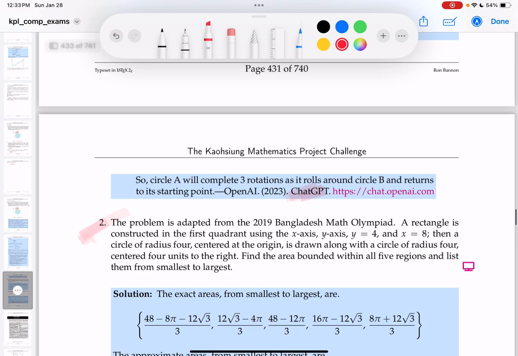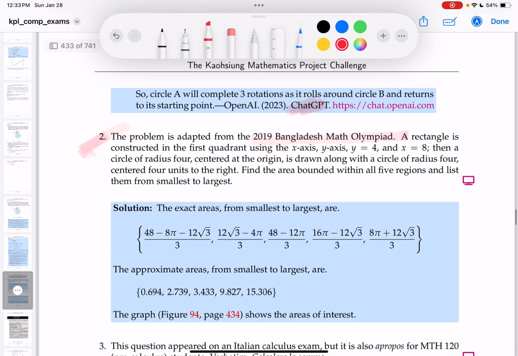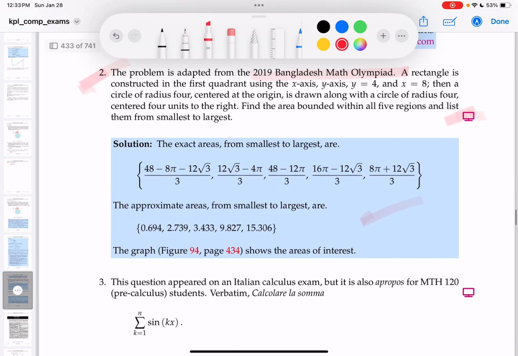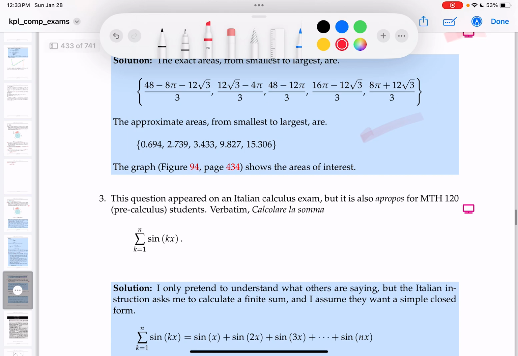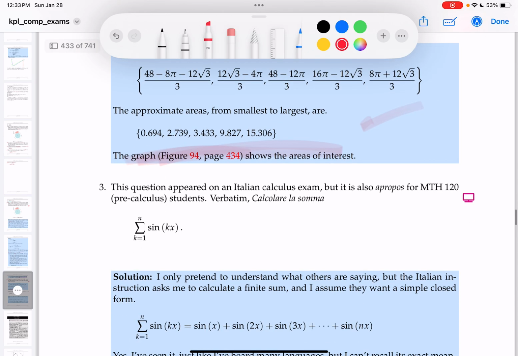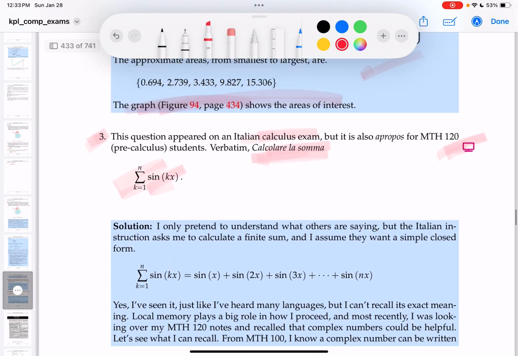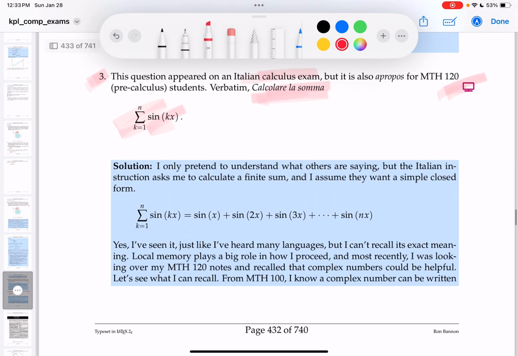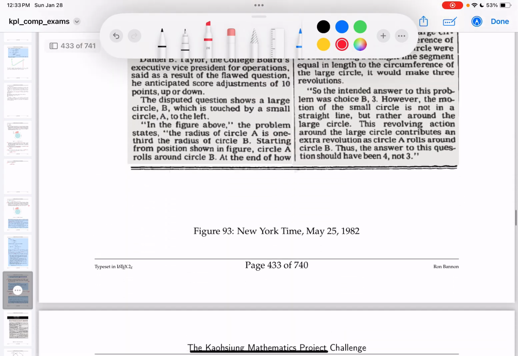Number two, again, that one, the Bangladesh, at least what I was told, that was true. I certainly do the problem, and I put a video solution down for you, by the way. All right? So, by the way, I also provided a graph or a visual that might help you out with that. Number three, that Italian calculus exam, calculate this sum. That's what this means over here. It's my understanding of Italian anyway. And I did that. I went through it. I thought it was a difficult question. When I say difficult, it took me time and effort to get through it.